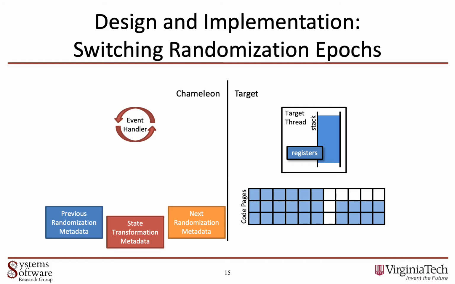Let's talk about how the event handler uses the randomized function layouts generated by the scrambler and switches the target between randomization epochs. The event handler thread periodically interrupts the target to switch to a new randomization epoch. So periodically, the event handler thread wakes up and interrupts the target and reads its current execution state. So it reads through the ptrace interface and through the proc file system the registers and stack of the target thread into Chameleon's address space.